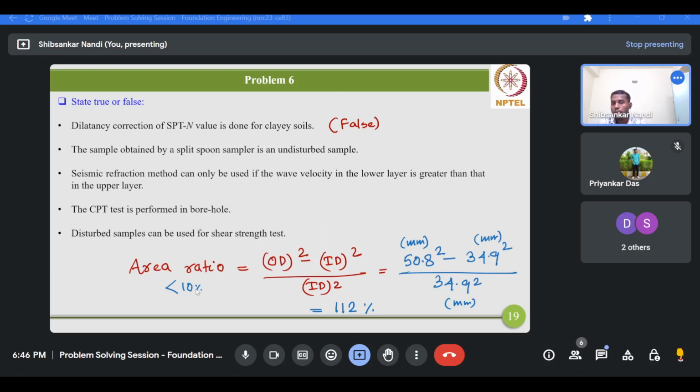As you can see, this is for extracting an undisturbed sample. Since the area ratio for a split spoon sampler is 112%, which is much more than 10%, you will never expect an undisturbed soil sample from this kind of sampler. So again, this statement is false.